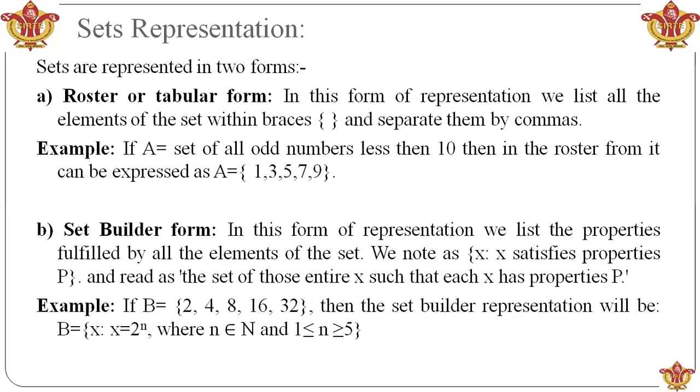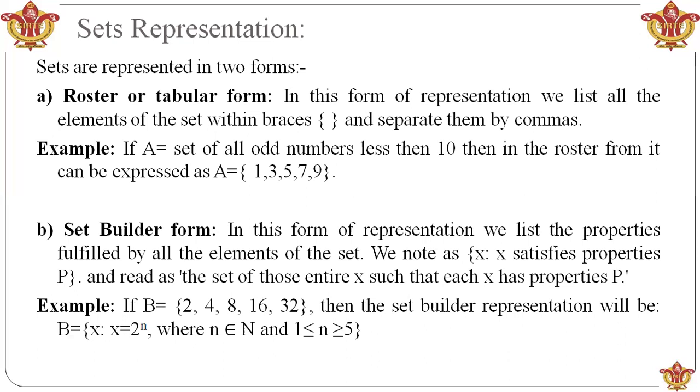Also, in the continuation of the representation of sets, we discuss the set builder form, also known as set builder notation, right? In this form of representation, we list the property fulfilled by all the elements of the set. We write it as curly braces x colon x satisfies the property P. And we read it like this: the set of those entries x such that x has property P. Here we take one example to better understand, right?